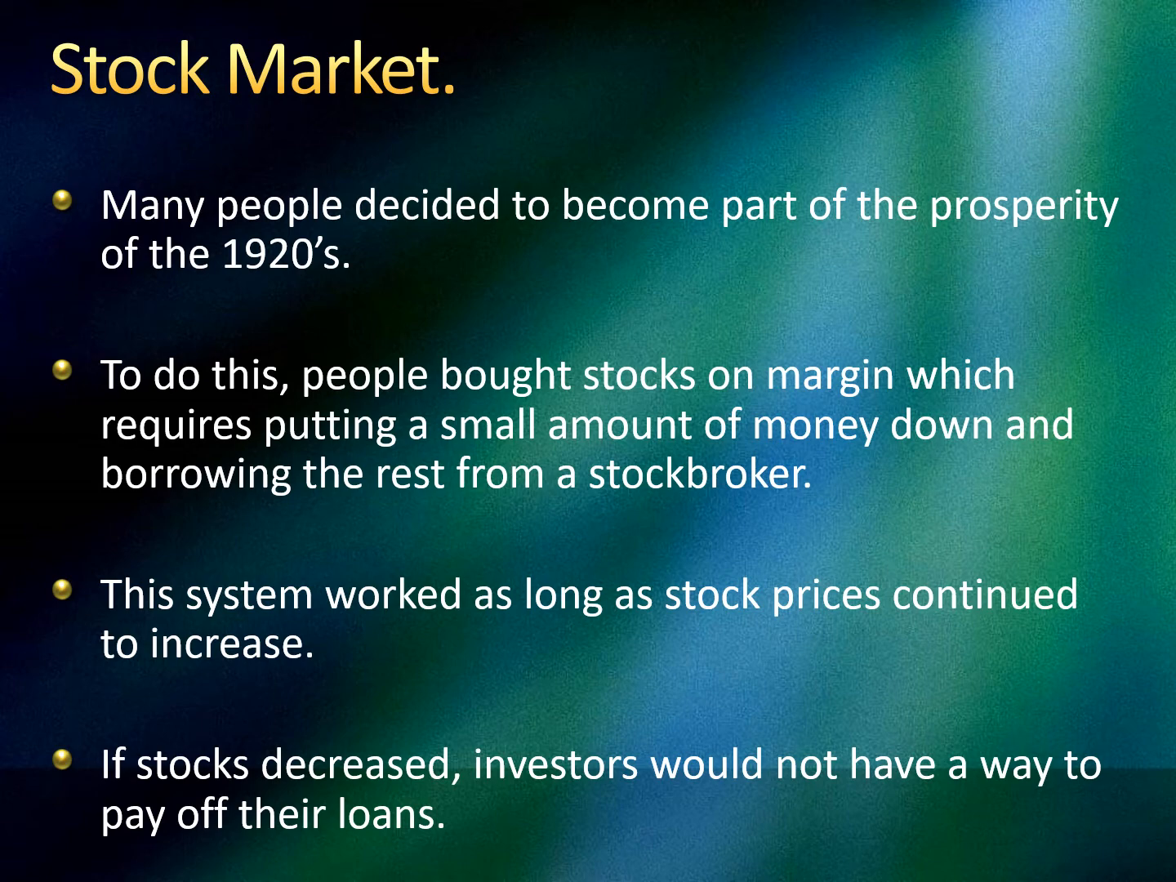They began to buy stocks on margin, which requires putting a small amount of money down and borrowing the rest from a stockbroker. So I could put $10 down and then borrow $100 more from a stockbroker. Now I have to pay that $100 back. But this allowed common people who didn't have a lot of money to become involved in the stock market. This system of buying on margin works pretty well as long as stock prices continue to increase. However, if stocks start to decrease, investors would have no way to pay off their loans, and that's what we're going to see happen.